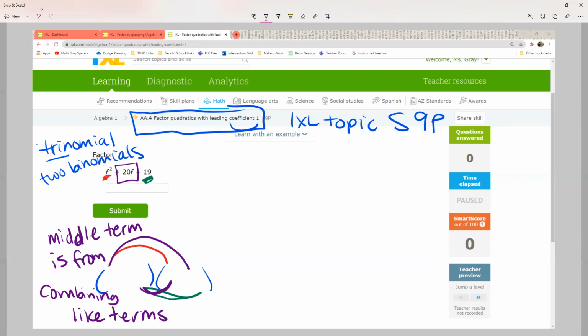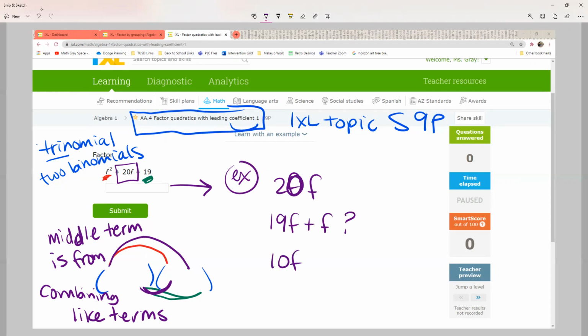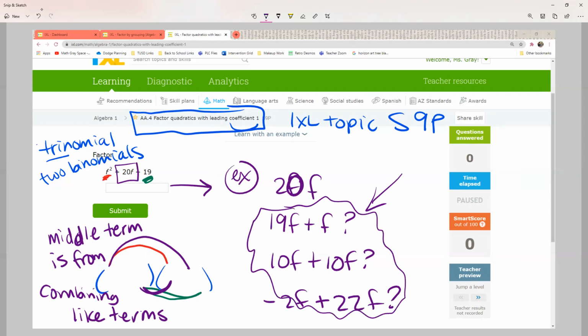So in this situation, for example, if I'm looking at 20F, how did 20F happen? Did I do 19F plus F? Did I do 10F plus 10F? Did I do negative 2F plus 22F? So hopefully you're getting the idea that there's a whole bunch of different ways that 20F could happen. There's a bunch of different combinations, basically. So that's kind of the trick with these, is trying to figure out which combination is what created that 20F.